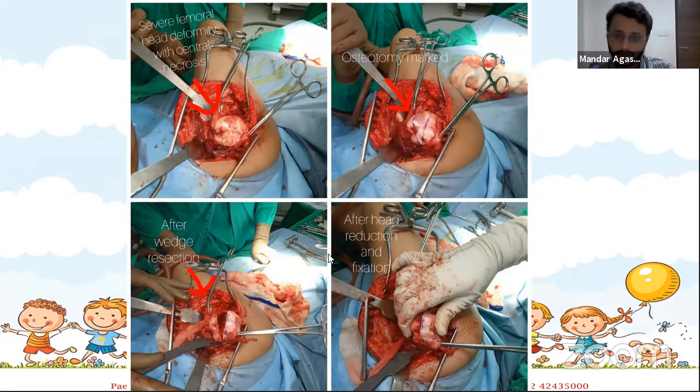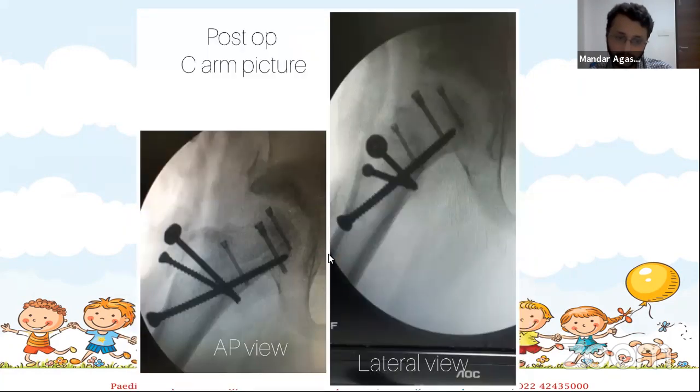As you can see, there's a large central necrosis right here. I've done a femoral head reduction and done an acetabuloplasty. It's important to note that we have put this screw because this portion of the femoral neck is extremely thin. So it is said to put this screw in just prophylactically to prevent femoral neck fracture.